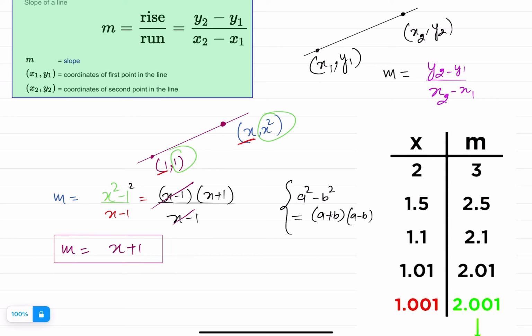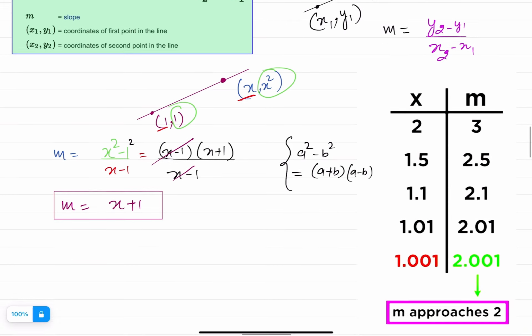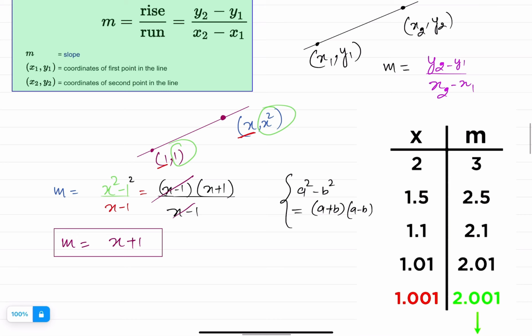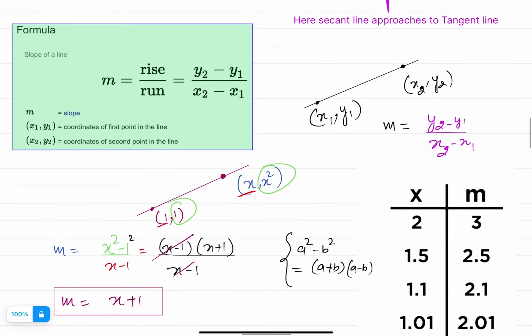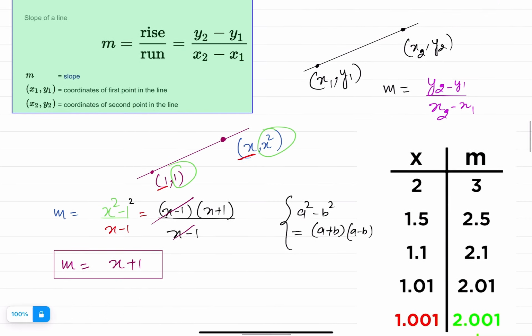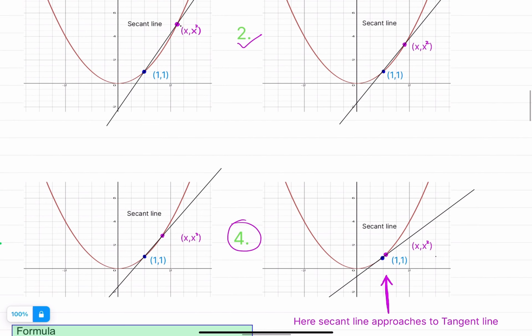Okay, this is the general formula. Now what if we take the x value as 2? That means, let's suppose this point is 2 comma 4, for example, and later what we are going to do is we're coming closer and closer from the right side to the point 1 comma 1.